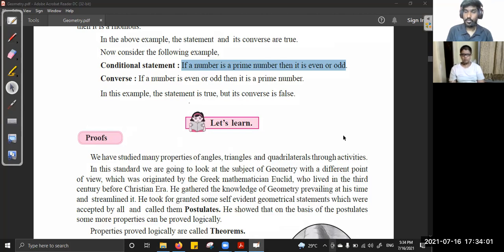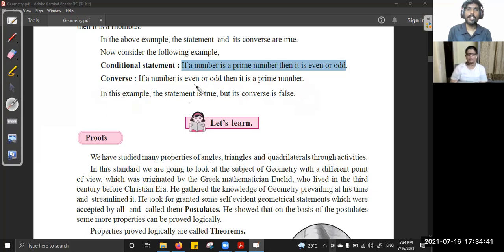Only one number, one even number. But is it true for all numbers? Let's take, for example, an even number, 6. Is 6 prime? No, 6 is not prime. I'll take an odd number, say 9. Is 9 prime? No. So can I say that this statement is true? If a number is even or odd, then it is a prime number. Is it true? No, it is not true.